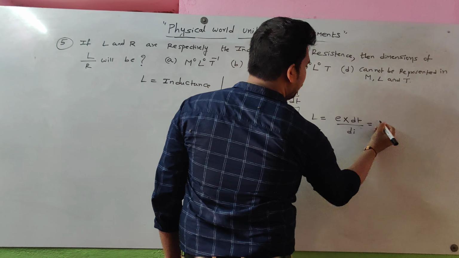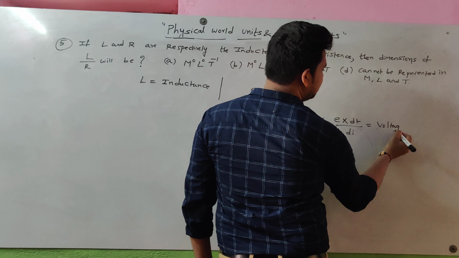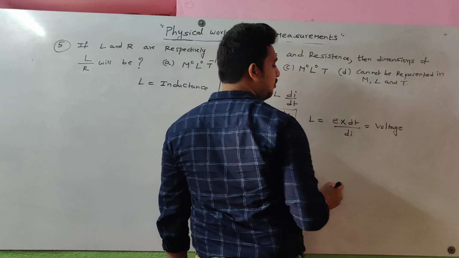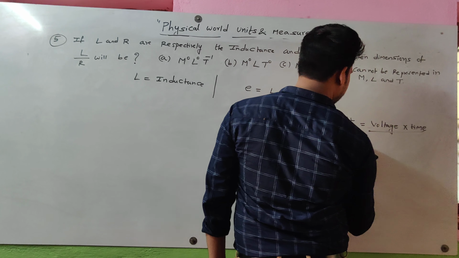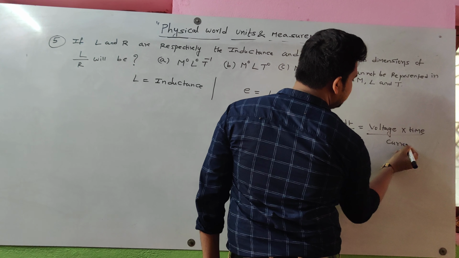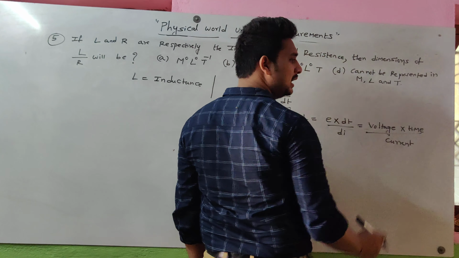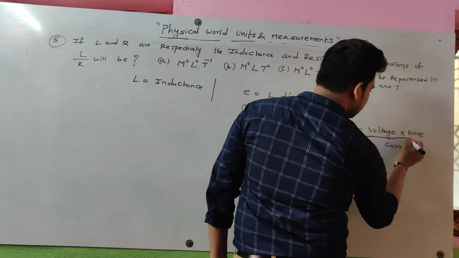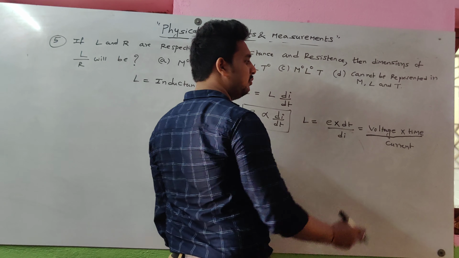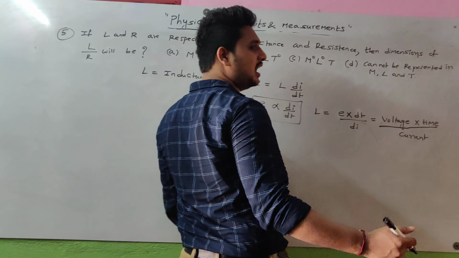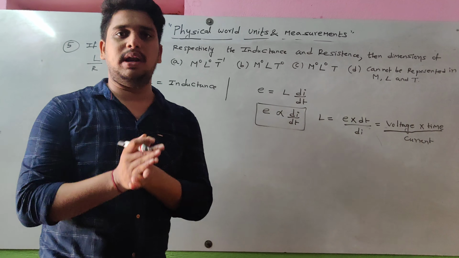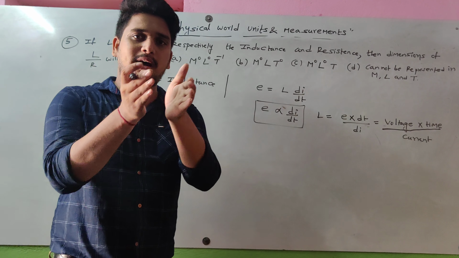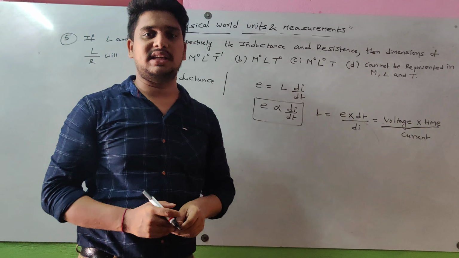That means the unit of EMF is the same as that of voltage, so L is voltage into time by current. Time is a fundamental physical quantity. Current is a fundamental physical quantity. What about voltage? Voltage is not a fundamental physical quantity. Before writing dimensional formulas, we convert all parameters into fundamental physical quantities.